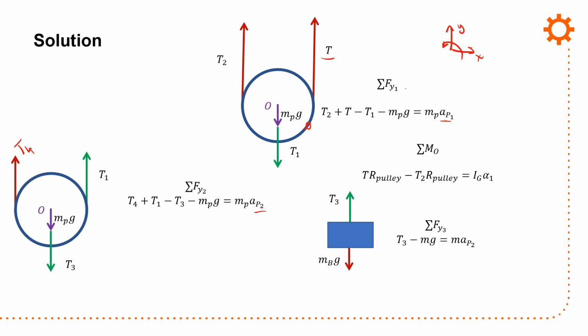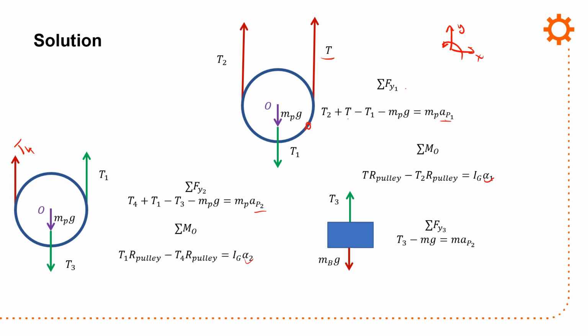I'm expecting that alpha at the end of this is going to be counterclockwise. That's my expectation. It kind of makes sense because I'm pulling on that rope and trying to drag it upward. So it kind of makes sense that I'd expect that. Same thing with the second pulley. I have T1 R_pulley minus T4 R_pulley, which equals I_G alpha 2. So again, the difference is this.